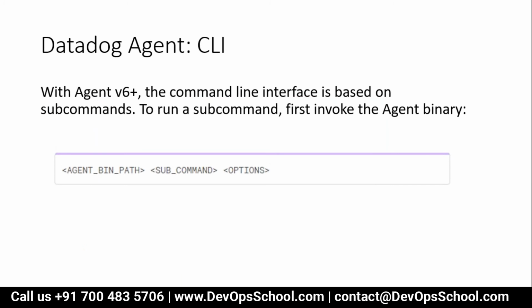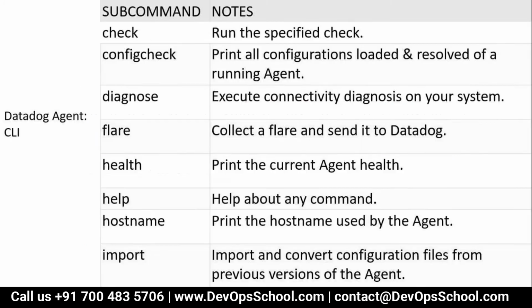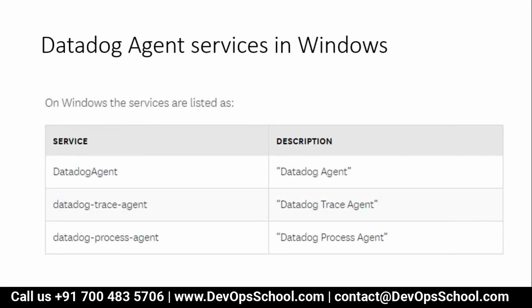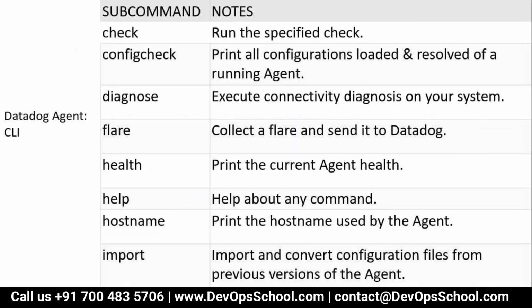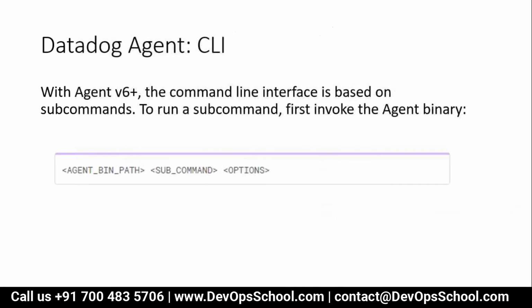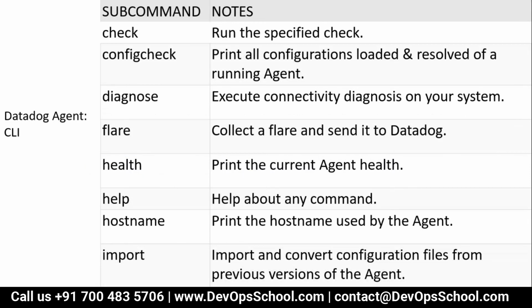Okay, so these are some of the commands of the agent, sub commands basically. Datadog agent, whatever you have, these are the sub commands. So check, config check, diagnose, flare, health, help, hostname, import, install service, launch GUI, resume port, remote service, restart, stop, and all stuff like that. So these are the sub commands you have, and throughout the sessions we will use these commands.